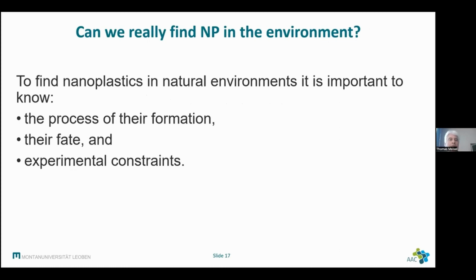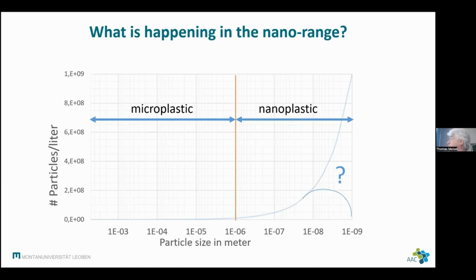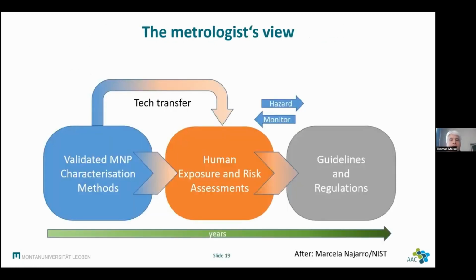So we have to understand the process, the formation, the fate, and also understand the experimental constraints to be able to study this. But the question is now, does it go up exponentially to the lower nanometer range, or does it drop off? Does it agglomerate and disappear? Actually, I have no answer for this, but it could be that in the environment it doesn't go up as dramatically as we could expect in water. In seawater, we know it behaves differently. It could happen that it disappears. We actually don't know.